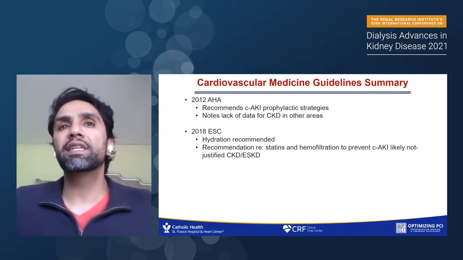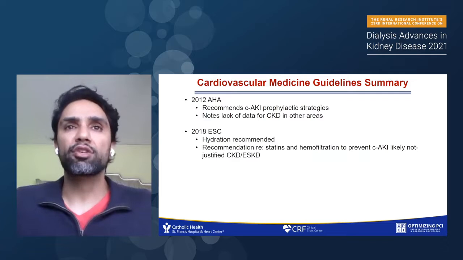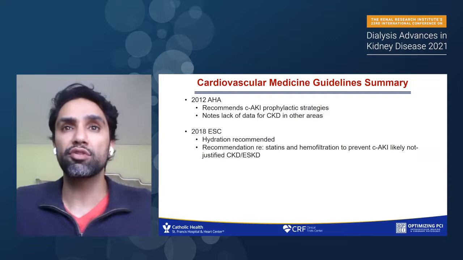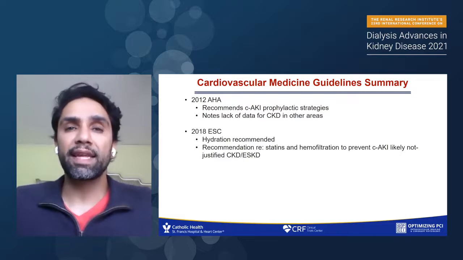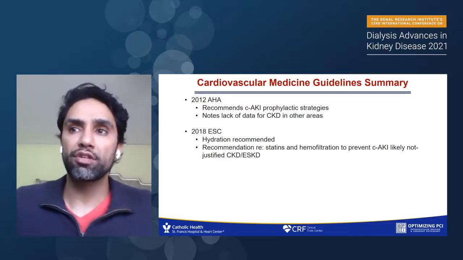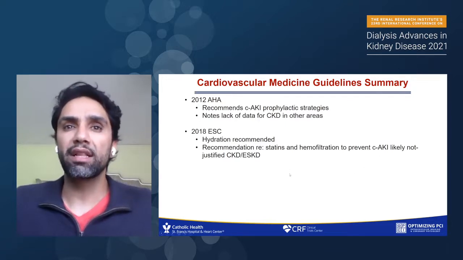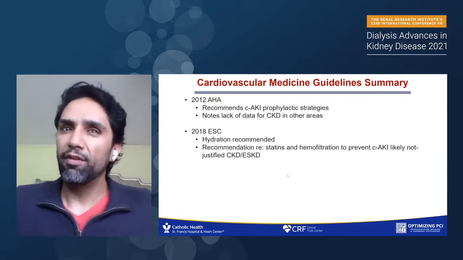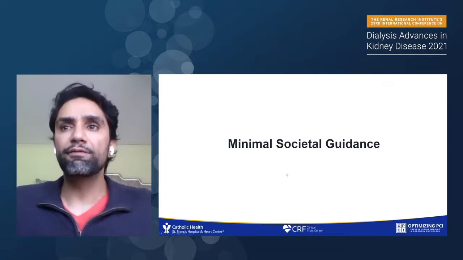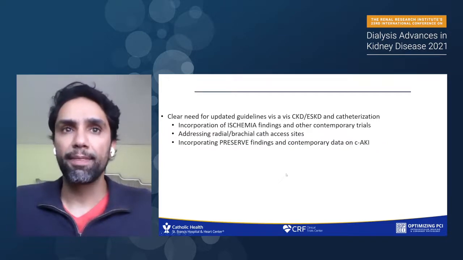Unfortunately, the cardiovascular disease guidelines are not that much more helpful. In 2012, the AHA recommended that we be careful about prophylactic strategies for contrast-associated acute kidney injury, and they also recognized the lack of data in chronic kidney disease. In 2018, the ESC recommended that hydration, statins, and hemofiltration to prevent contrast-associated acute kidney injury were likely not justified. So we're not getting very far here. There is, in fact, minimal societal guidance.